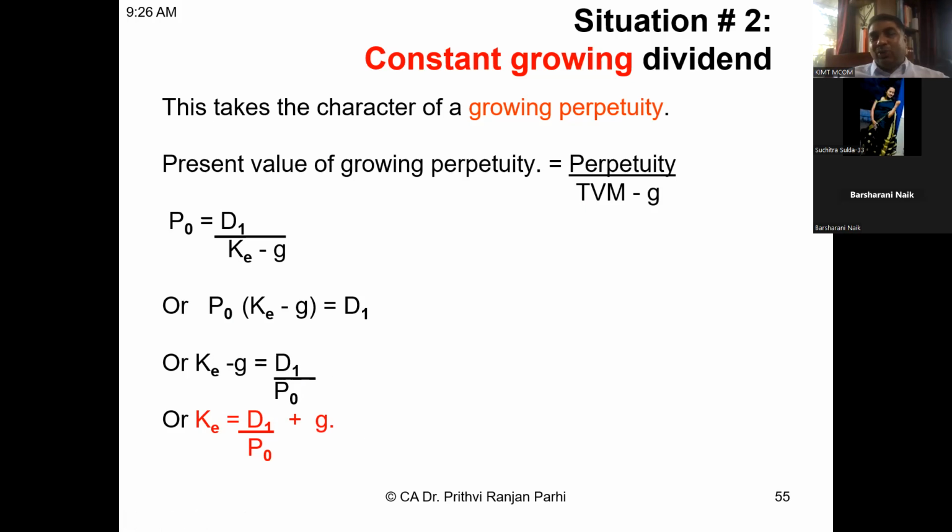Last formula: when there is no growth, you have understood that cost of equity is equal to D1 by P0. When growth is there, just add growth rate to that. So the formula here is D1 by P0 plus G. Okay, I repeat, the formula is what? D1 by P0 plus G. Did you understand?